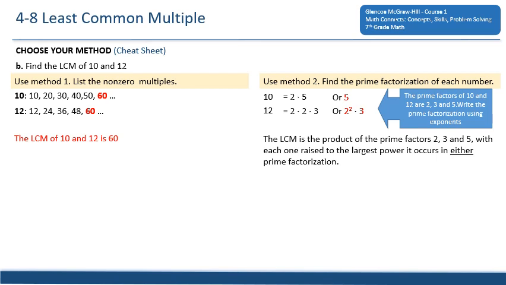And the least common multiple is the product of the prime factors 2, 3, and 5, with each one raised to the largest power that occurs in either prime factorization. So 2 squared occurs more than the 2. And then we have the 3 and the 5. So if we multiply those together, 2 times 2 is 4, times 3 is 12, times 5 is 60.